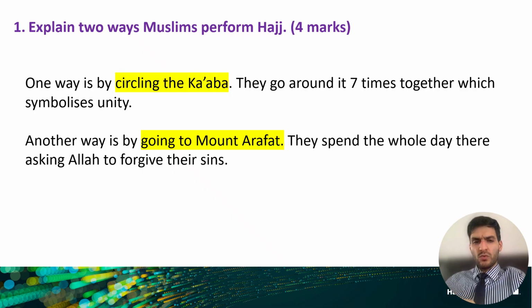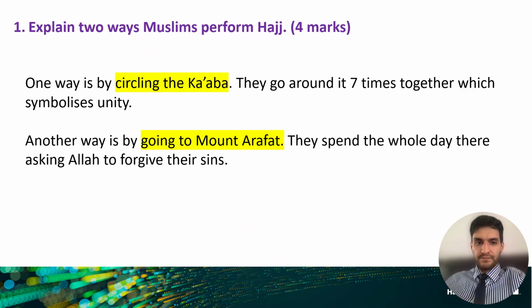So for this question, all I have to really do is pick 2 rituals of the Hajj and explain how they are done. One way is by circling the Kaaba, first mark. They go around it 7 times together, which symbolizes unity, second mark. Another way is by going to Mount Arafah, third mark. They spend the whole day there asking Allah to forgive their sins. All I've done is pick 2 rituals of the Hajj from the many that I've spoken about already and explained how they are done.